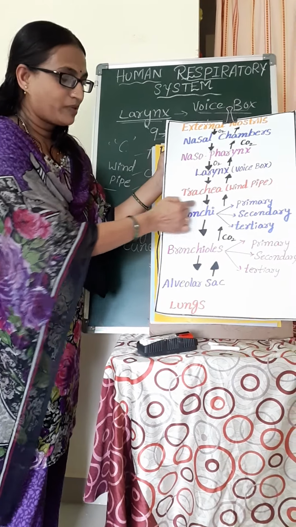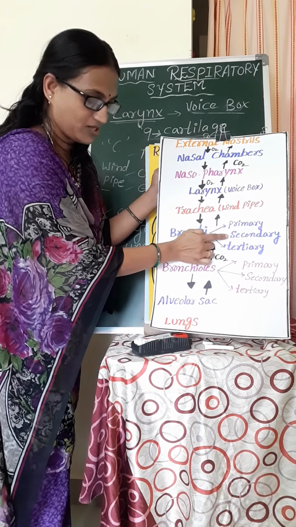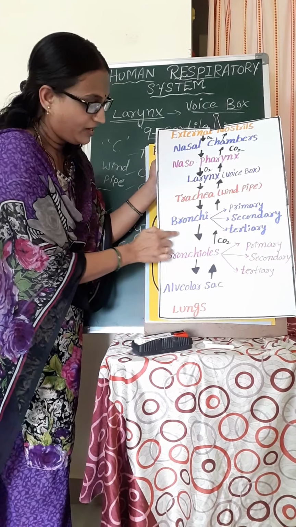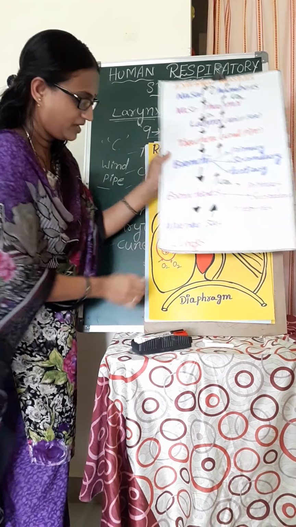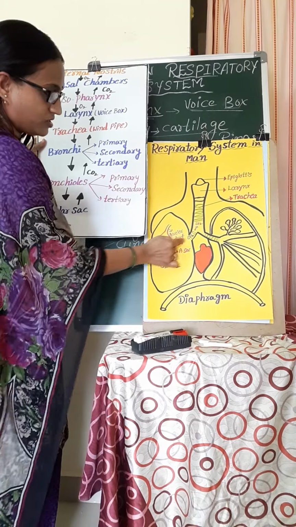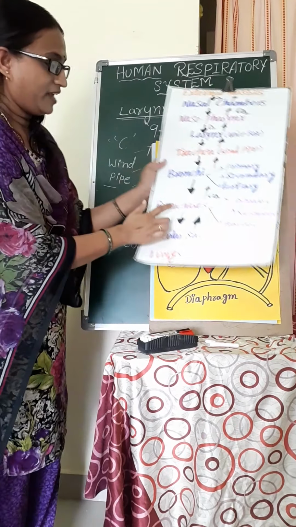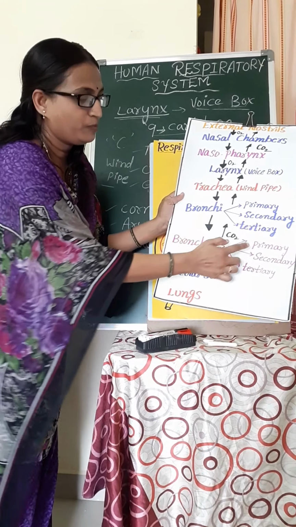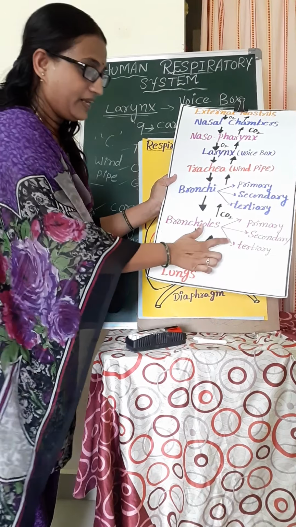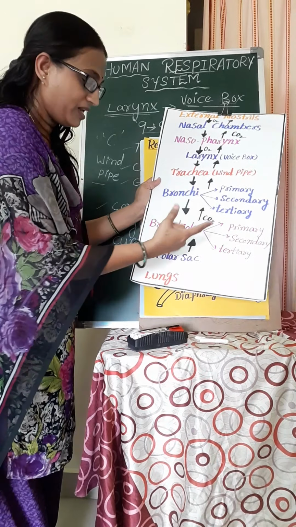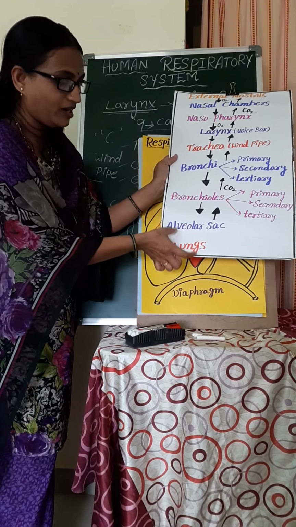Each branch we call a bronchus. Each branch is divided into primary, secondary, tertiary. And each bronchus is again divided into bronchioles. See, these are the bronchioles. These bronchioles are again redivided into primary, secondary and tertiary bronchioles. And at last, the terminal bronchioles open into the alveolar sac.